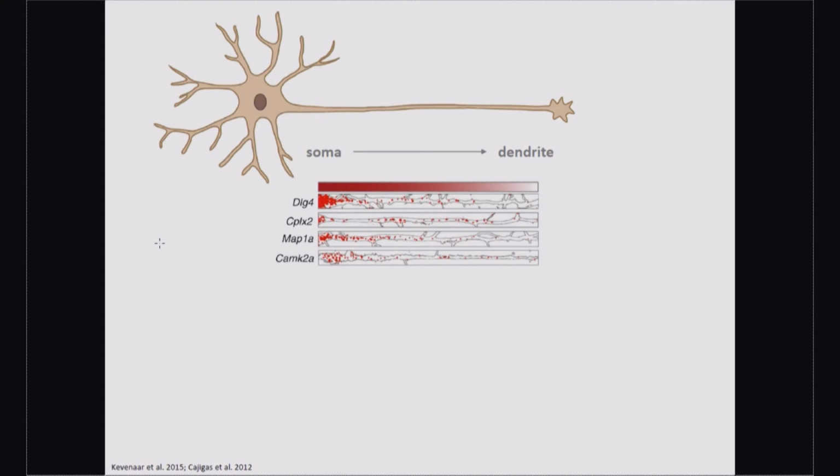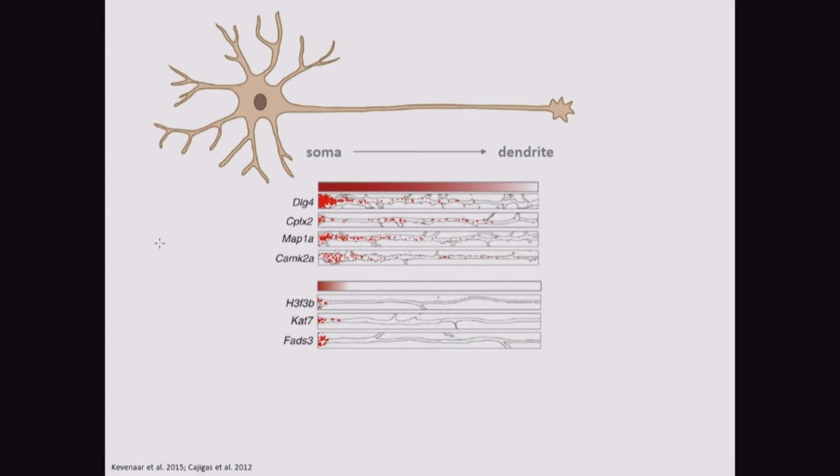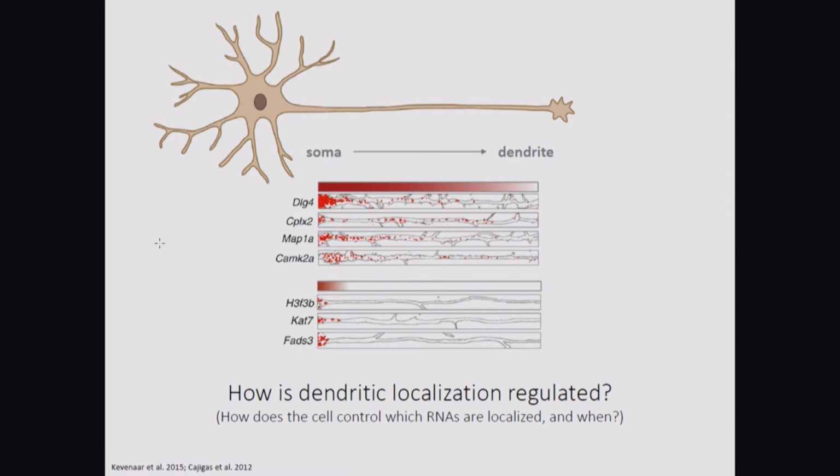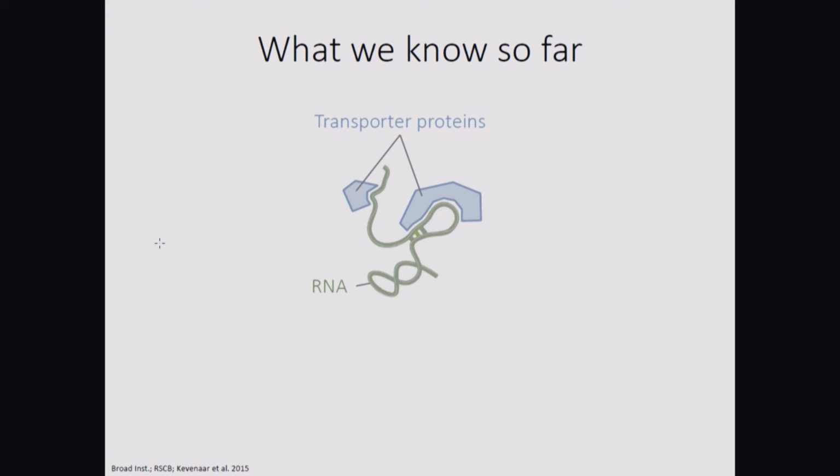But what's really interesting is that actually not all or even most RNAs show this pattern. It seems that most RNAs stay relatively restricted to the cell body. So this really raises the question, how is dendritic localization regulated? How does the cell decide which RNAs are localized and when? So what do we know so far?